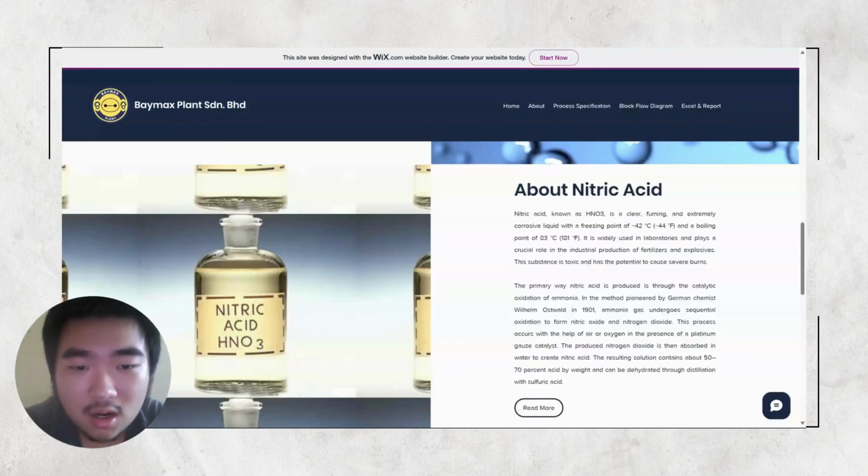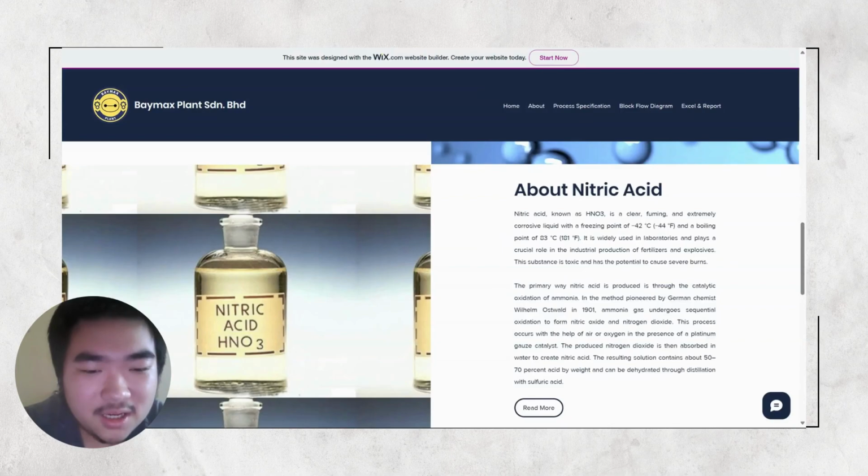Now I'm going to talk about nitric acid. Nitric acid, known as HNO3, is a clear, fuming, and extremely corrosive liquid with a freezing point of -42 degrees Celsius and a boiling point of 83 degrees Celsius. It is widely used in laboratories and plays a crucial role in the industrial production of fertilizers and explosives. This substance is toxic and has the potential to cause severe burns, so be careful around nitric acid.